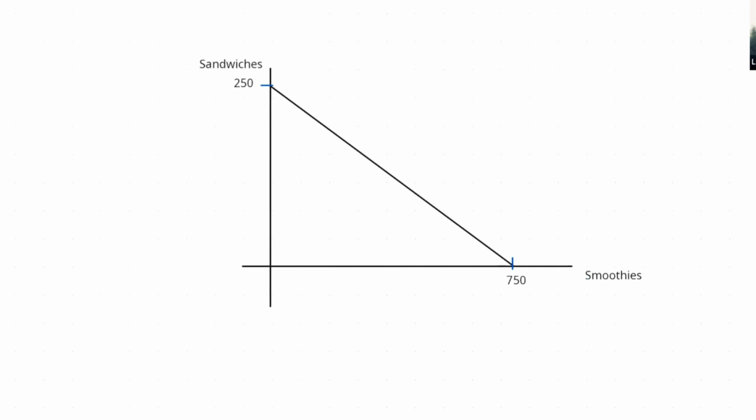So if we want to calculate opportunity cost, we're asking what is the amount of one thing we have to give up to be able to make something else. If I'm only making sandwiches, I can make 250 sandwiches. If I'm only making smoothies, I can make 750 smoothies. But to figure out how many sandwiches I have to give up to make a smoothie, or how many smoothies I have to give up to make sandwiches, I'm going to have to calculate the opportunity cost, which is just the slope, or the inverse of the slope, the reciprocal of the slope, for the goods respectively.